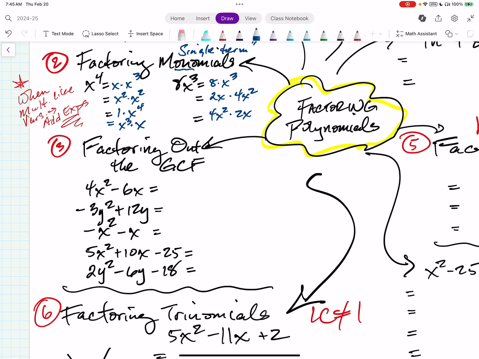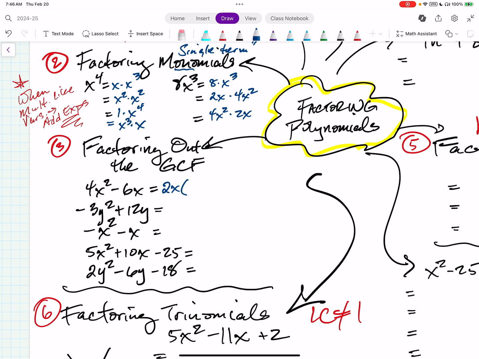Here we go. This is an important one because it is involved in everything. Muy importante, as they say. Here I see that 2 is a factor of both 4 and 6, so I need to factor out at least a 2. I see that x is a factor of x squared, so I need to factor out the x as well. So the GCF here is actually 2x.